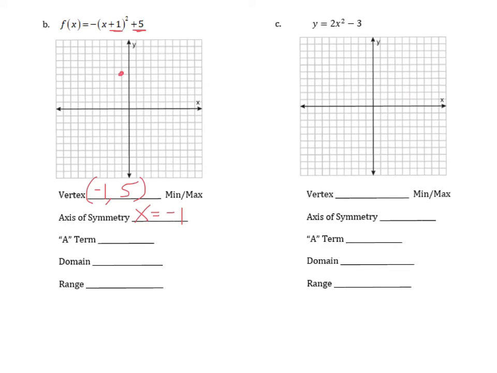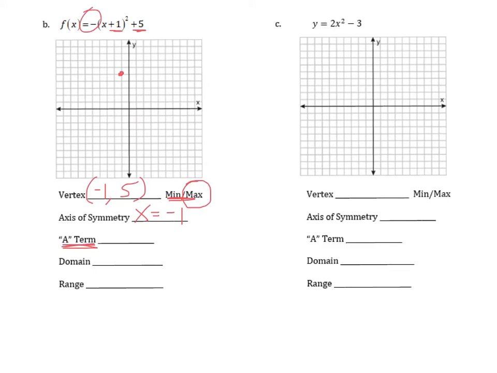Negative 1, 5. Now, next we have to determine, is this a minimum or a maximum? Well, in this case, is there a negative in front of my x squared? Yeah, there is. There's a negative there, so this is going to actually be a maximum because the whole graph is negative, meaning that point's going to be the top point. Now, that also coincides with my a term.